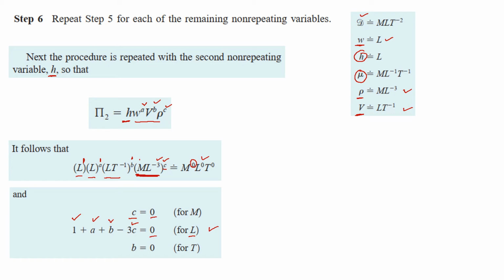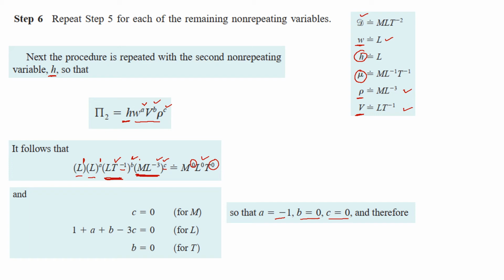Then for time T, we will take the power of b and equate that to 0. The time is only present in the velocity dimension, where it has a power of minus 1, multiplied by this b, so b is equal to 0. So now from these three equations we can easily find our a, b, c terms, and in this case a is minus 1, b is 0, and c is 0.